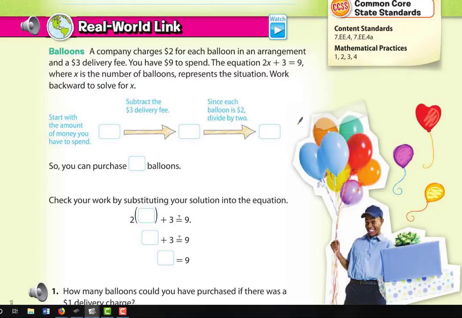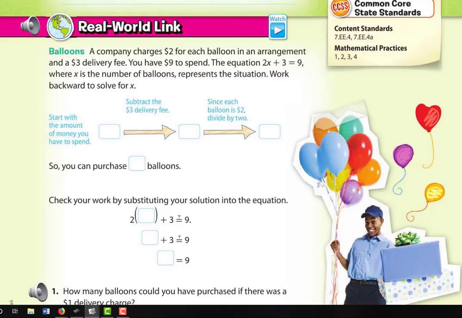So here we go, balloons. A company charges $2 for each balloon in an arrangement and a $3 delivery fee. You have $9 to spend. The equation 2x plus 3 equals 9, where x is the number of balloons, represents the situation. Work backward to solve for x. So take a moment to look at this. Pause the video and see if you could figure out what is going to go in these first 3 boxes. All right, so pause it and then turn it back on.